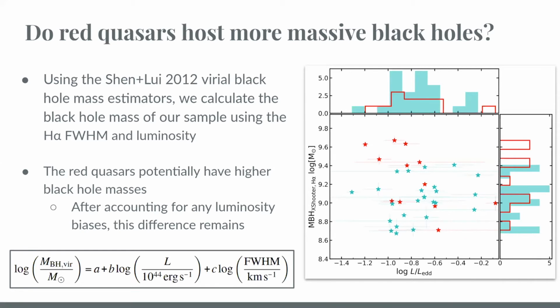So this graph here shows the black hole mass versus the Eddington ratio for our red and control quasars. And what you can see is that we find that the red quasars tend to have more massive black holes. And even when we account for any biases in luminosity in our sample, we still have this result. However, we do have quite small samples, so we have actually just put in another X-shooter proposal to try and expand our sample to really tie down this result.